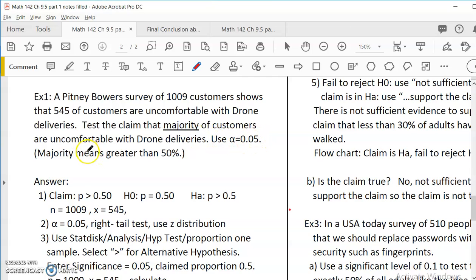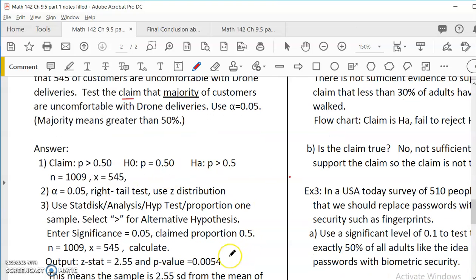That means when we say majority, that means greater than 50%. More than 50% would amount to a majority. So it is about the percentage of customers that are uncomfortable with drone delivery, so it's a proportion. This is the claim. The claim says that more than 50% are uncomfortable. So the claim is a direct translation: p is greater than 0.5.